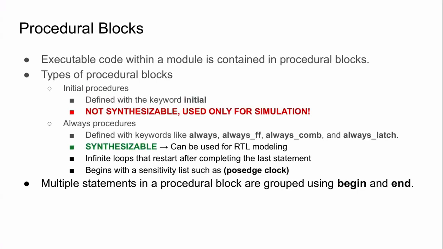All right, let's talk about procedural blocks in SystemVerilog. Because if you're writing executable code inside a module, that's where it's happening. Now, there are two major types of procedural blocks: initial and always. Let's break them down one by one.